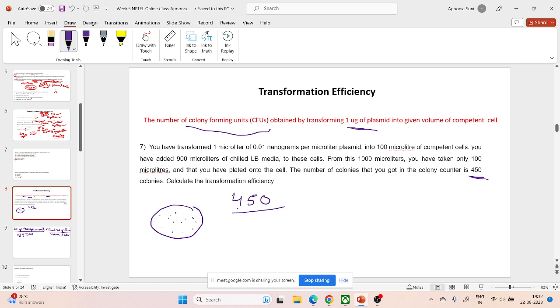Then micrograms of DNA. Here it is not micrograms, so let's take it in nanograms. This much DNA was plated, because only 1 microliter was plated and the concentration of DNA is 0.01 nanogram per microliter. This means that in 1 microliter, the amount of DNA present is 0.01 nanogram, and they have plated only 1 microliter. So the DNA plated would be 0.01 nanograms. We will convert it into micrograms later.